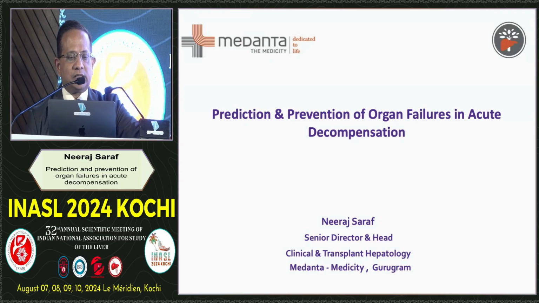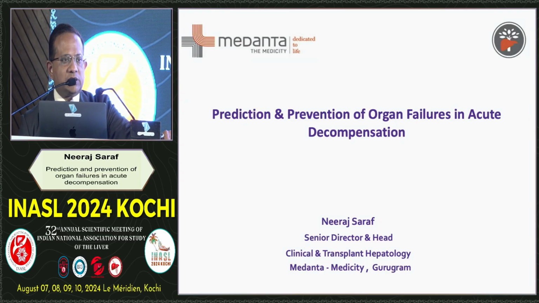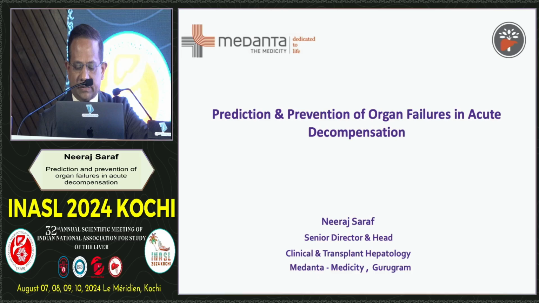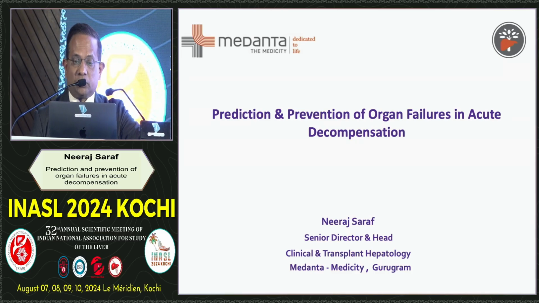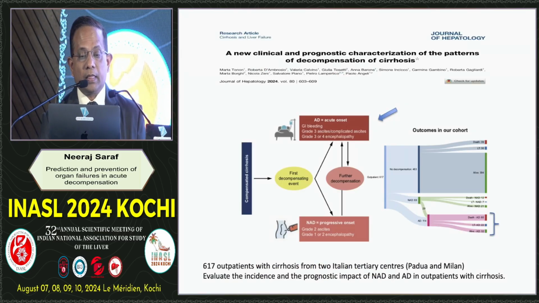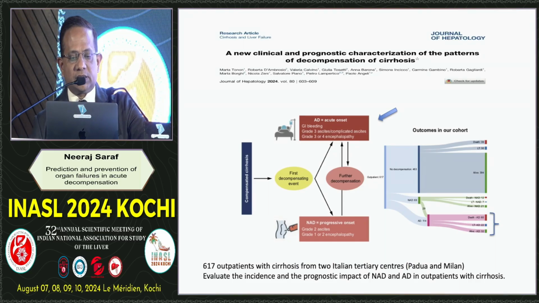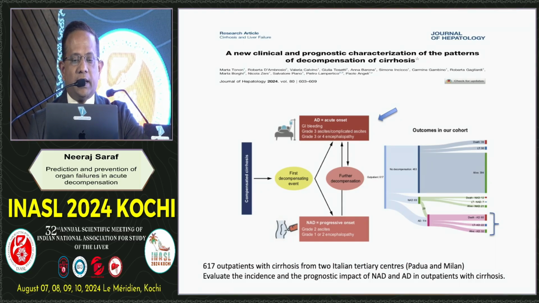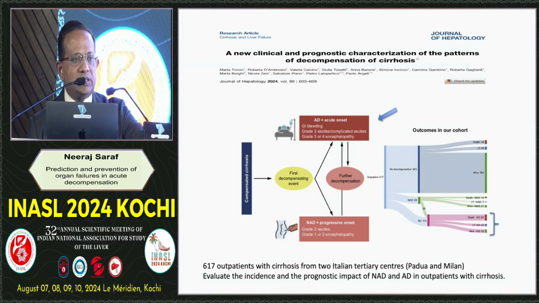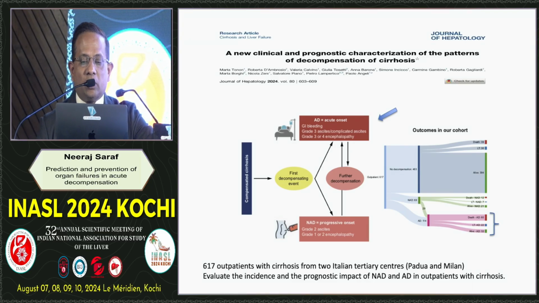In the next few minutes, I'll be talking on prediction and prevention of organ failures in acute decompensation of liver cirrhosis. So in the last decade or so, our understanding of decompensation has changed. And we know that in compensated cirrhosis, there are two types of decompensations. One is acute and the other is a non-acute decompensation.